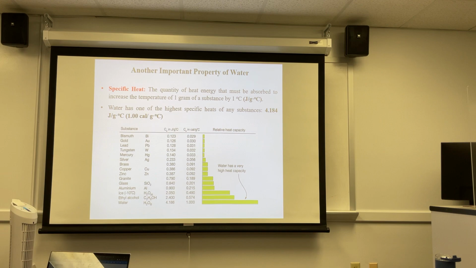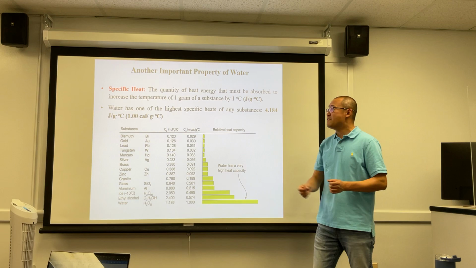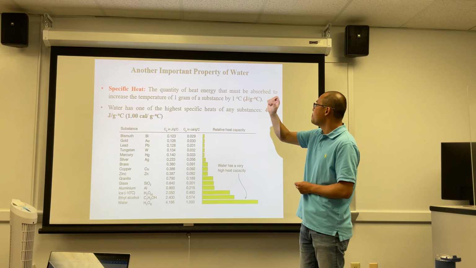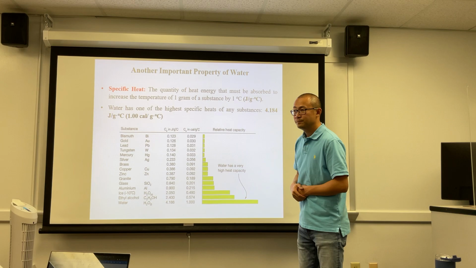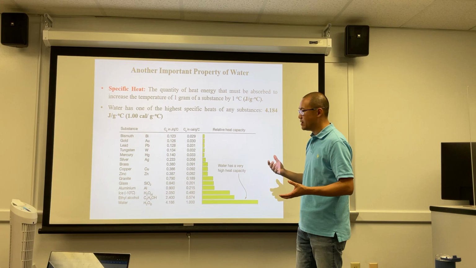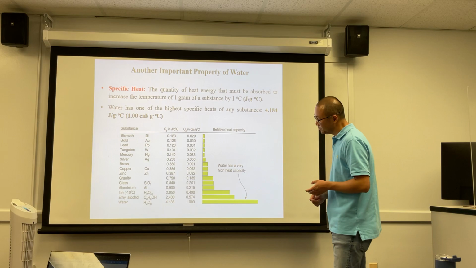Again, it's kind of weird. What does it mean? It means if I want to increase 1 gram of something by the temperature of 1 degree, how much heat is needed? Okay, by reading this, I think some of you still get confused. What are you talking about? Take a look at this chart. Then we can compare. You can have a better understanding what specific heat is.